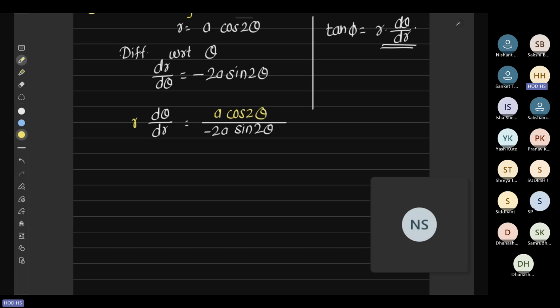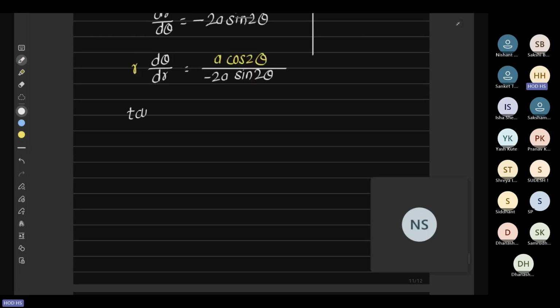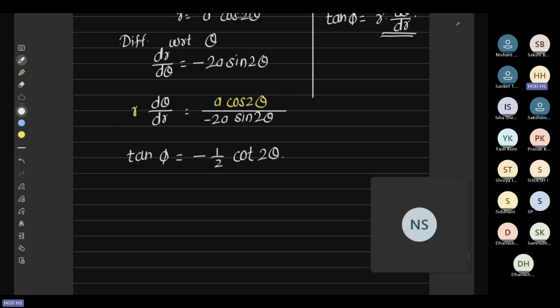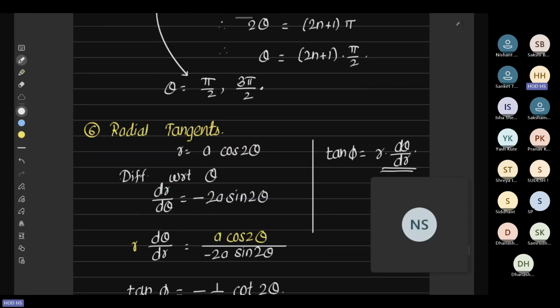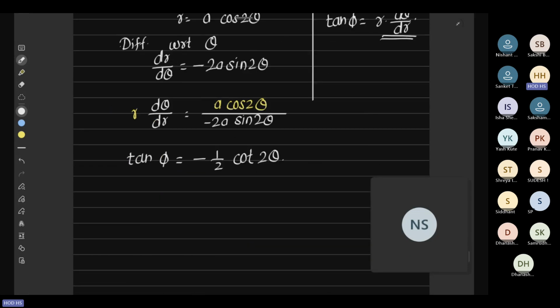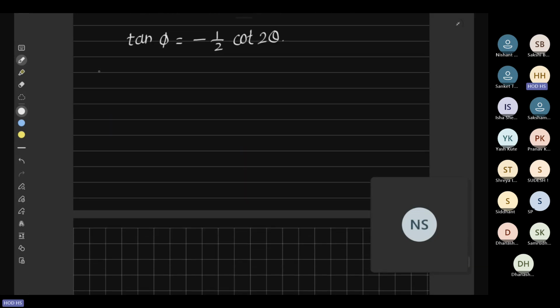So notice that r is equal to a cos 2 theta. So that's how I am multiplying. So finally, this left hand side is tan phi, and it is given by, we can cancel out a. So we have 1 upon 2 cot 2 theta. So we need to calculate radial tangents at these 4 points, 0, pi, then pi by 2 and 3 pi by 2. So we'll start calculating tan phi at a comma 0.